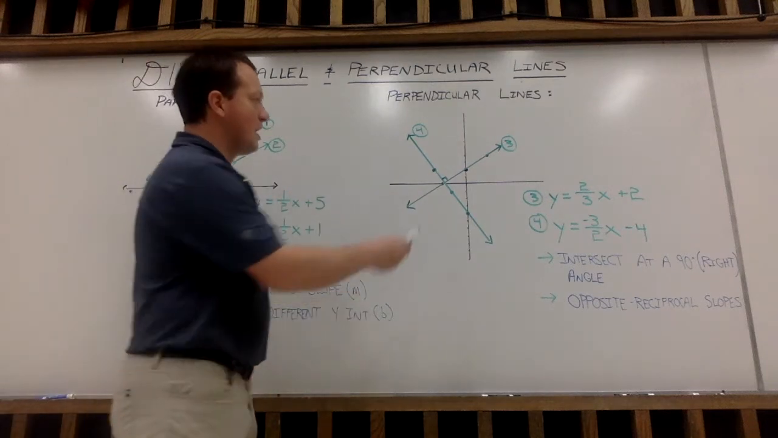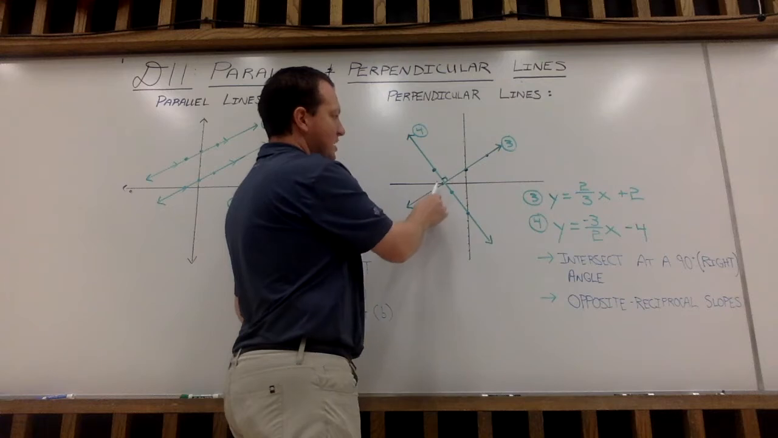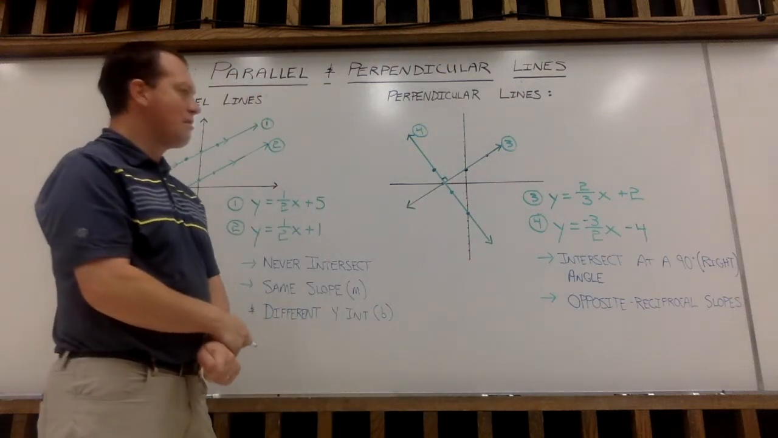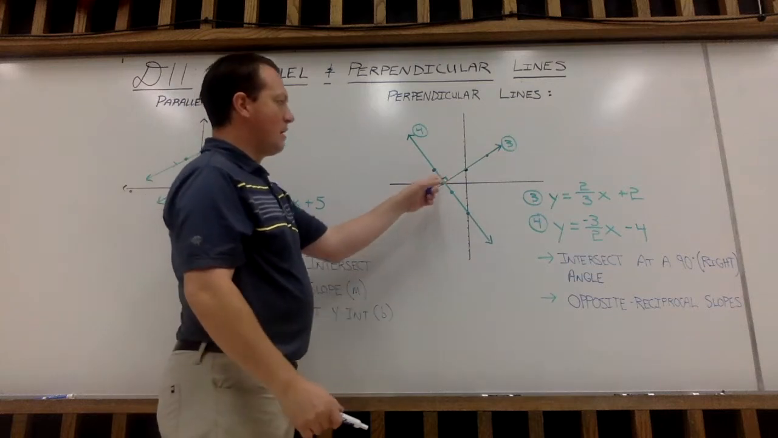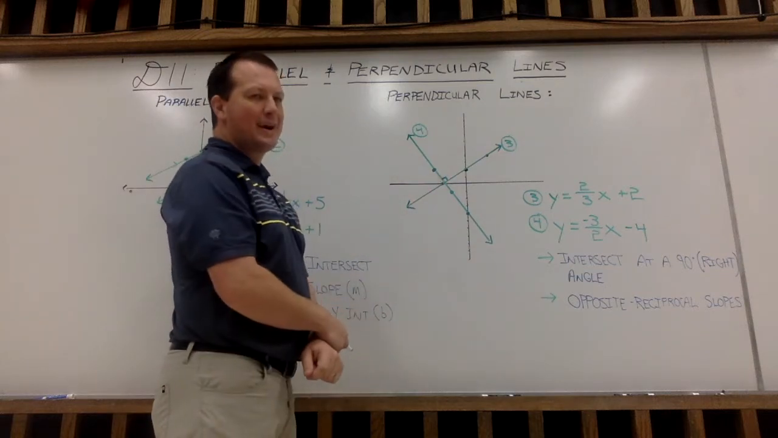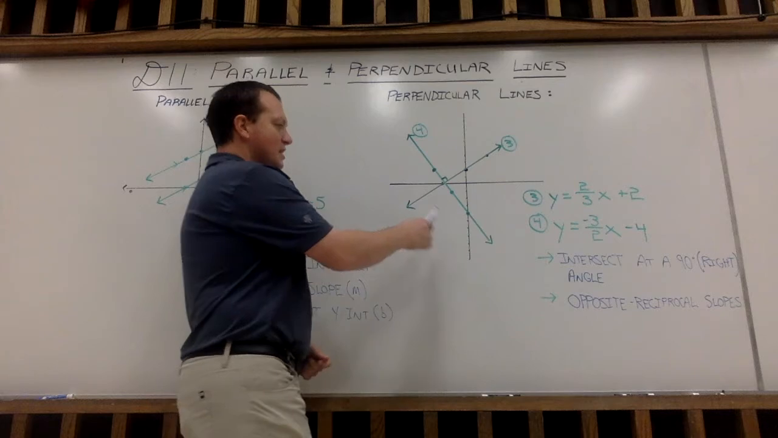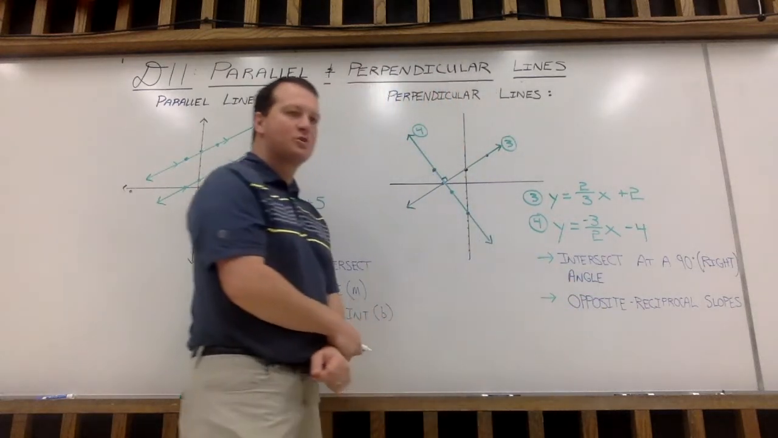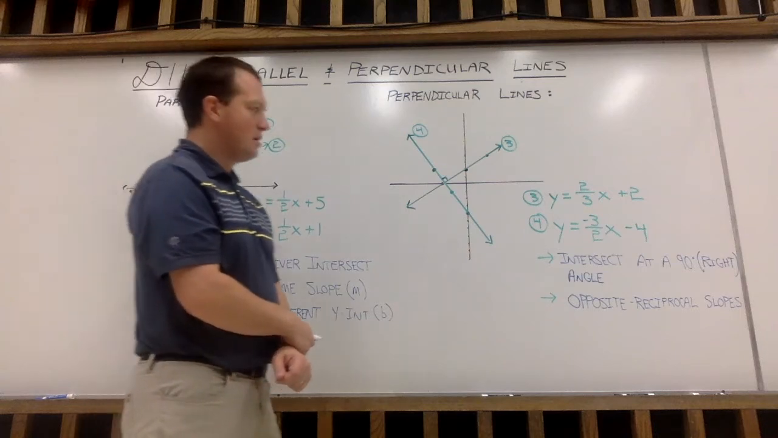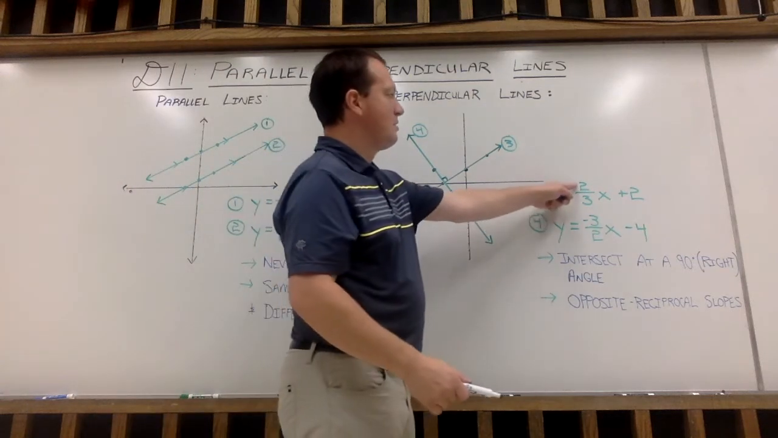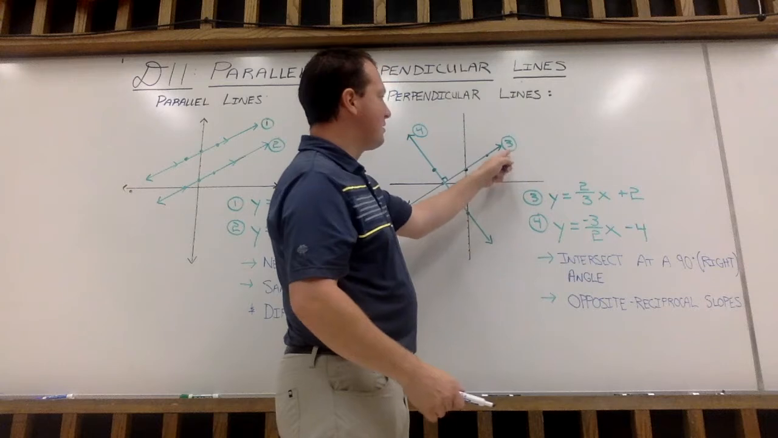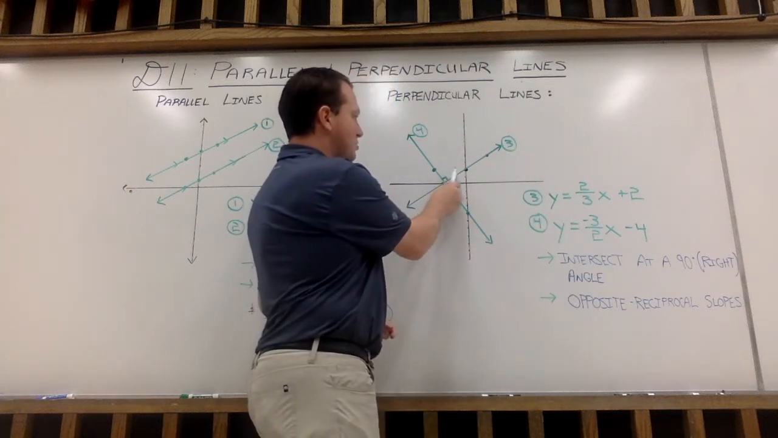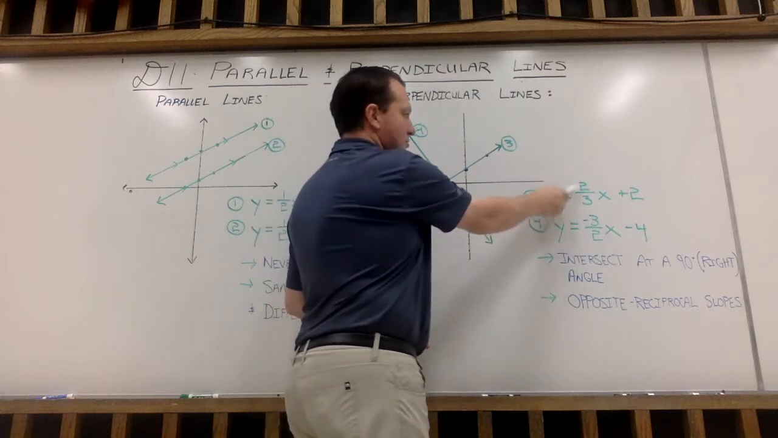Perpendicular lines are two lines that actually do cross. They intersect to form a 90-degree or right angle. Now, what causes the 90-degree or right angle to form is that the slopes of your two lines need to be the opposite and reciprocal values. So what I mean by that is, if you look at line 3 here, this line has a slope of up 2, 1, 2, 3 to the right, so 2/3.